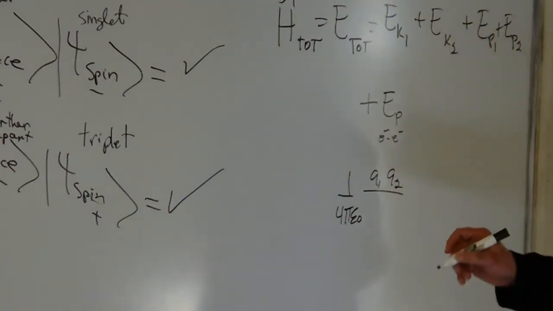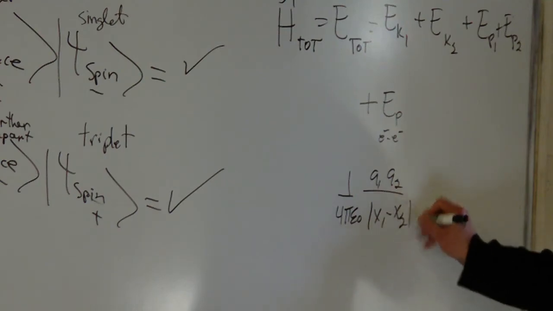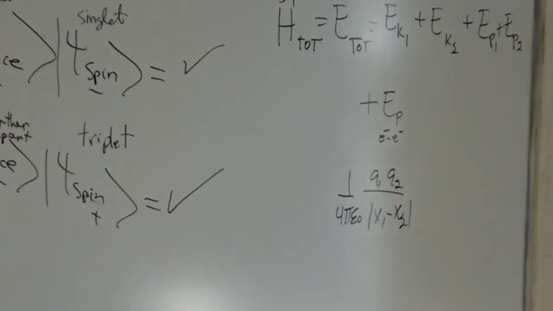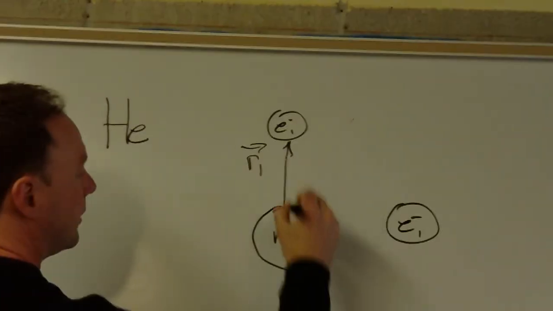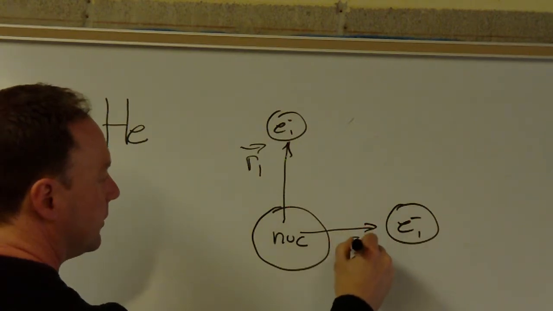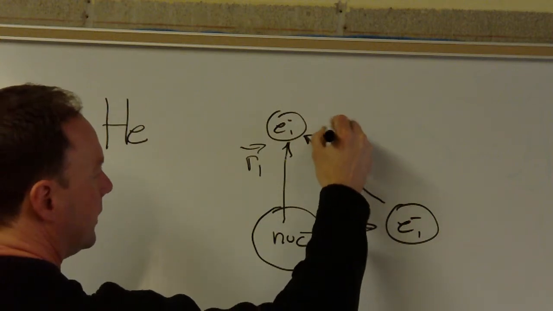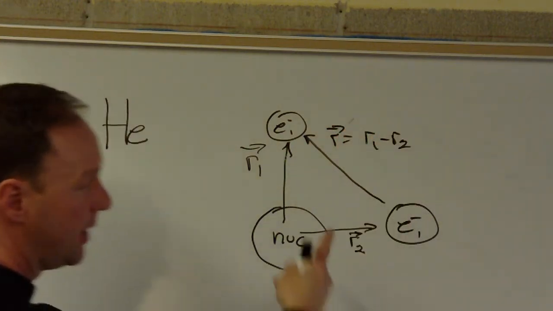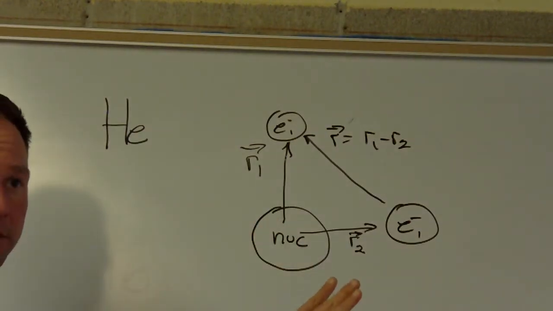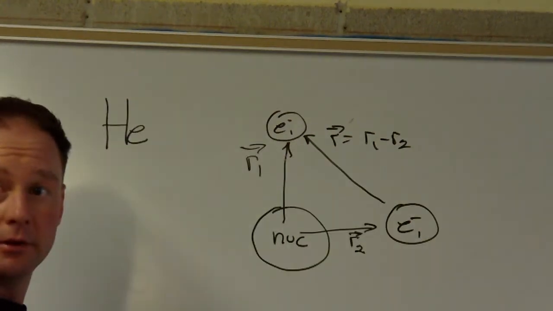The x1 minus x2, right? Perhaps I should draw this a little bit better. Let's call this R1. Let's call this R2. The distance between them is R, which equals R1 minus R2 in one dimension. But what we did is we did this all in one dimension, so where I have x's, it could be r's.